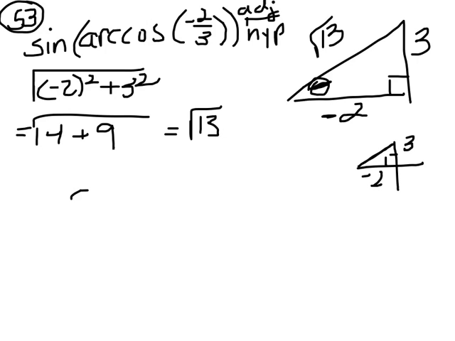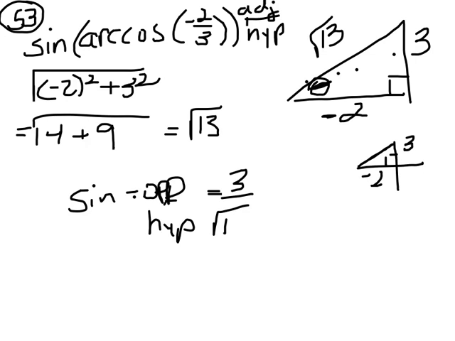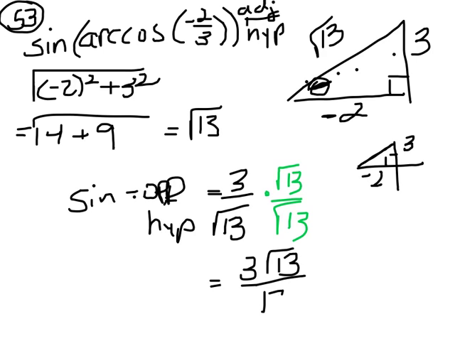Well, remember, sine is opposite over hypotenuse, right? So it would be opposite, 3 over... and then I have to rationalize it. So we'll multiply by square root of 13 over square root of 13 to rationalize it. And we get 3 square root of 13 over 13?